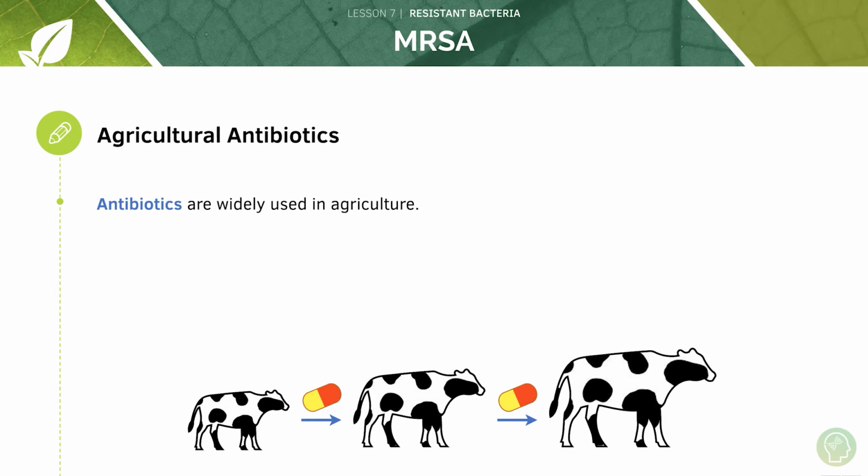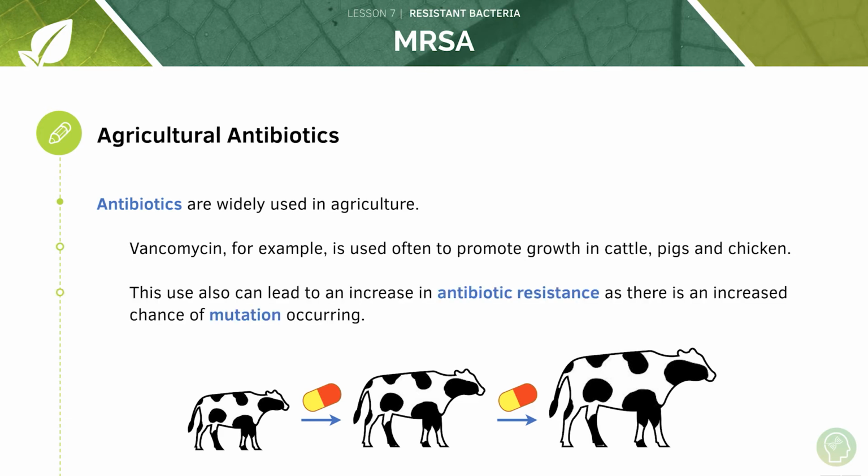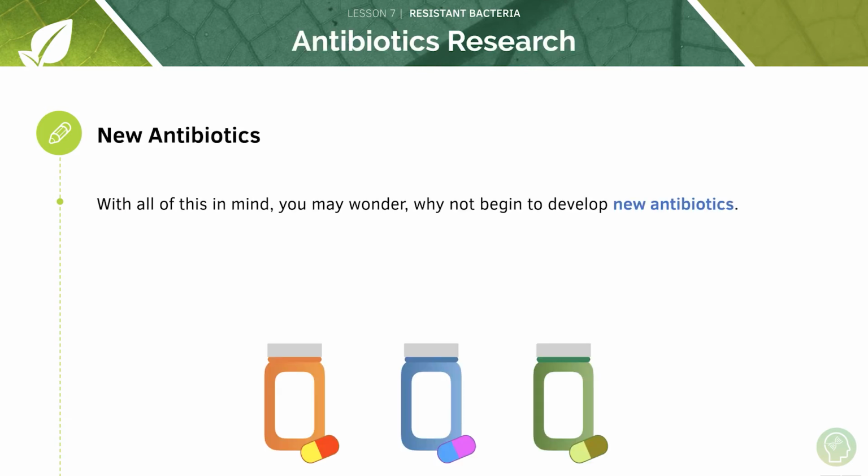Regarding agricultural antibiotics, so antibiotics are widely used in agriculture. So vancomycin, for example, is a type of antibiotic, and it's used often to promote growth in cattle, pigs, and chicken. And this use also can lead to an increase in antibiotic resistance as there is an increased chance of mutation occurring the more we treat with antibiotics. So overall, we want to decrease the amount that we're using our antibiotics and only use them for the most serious of cases, bacterial infections, not viral infections.